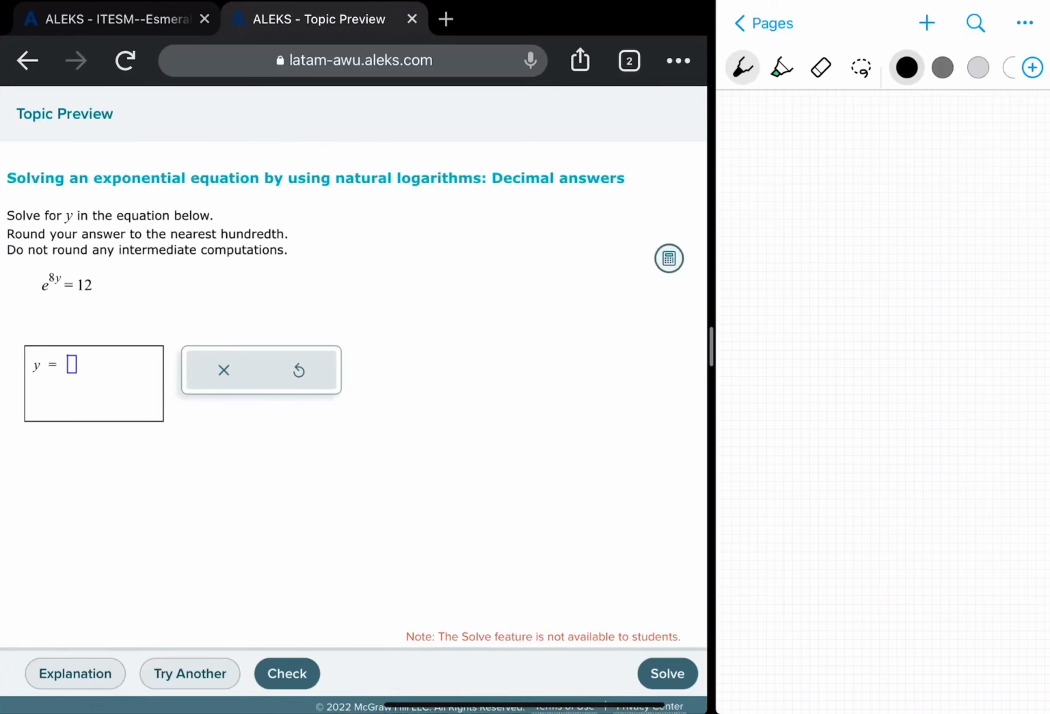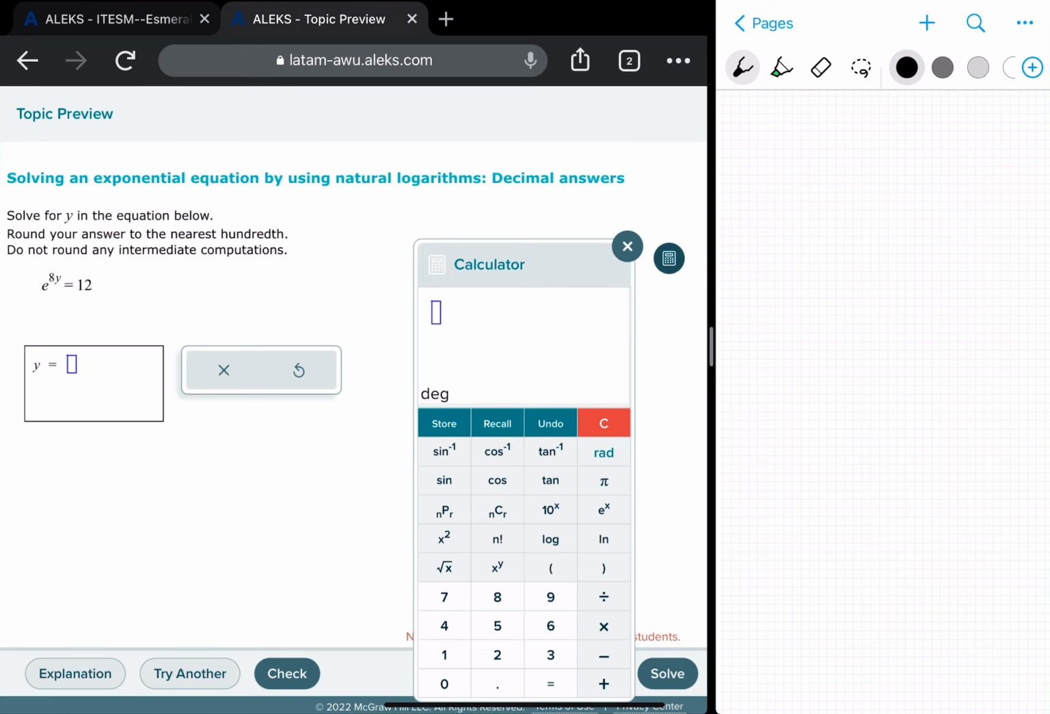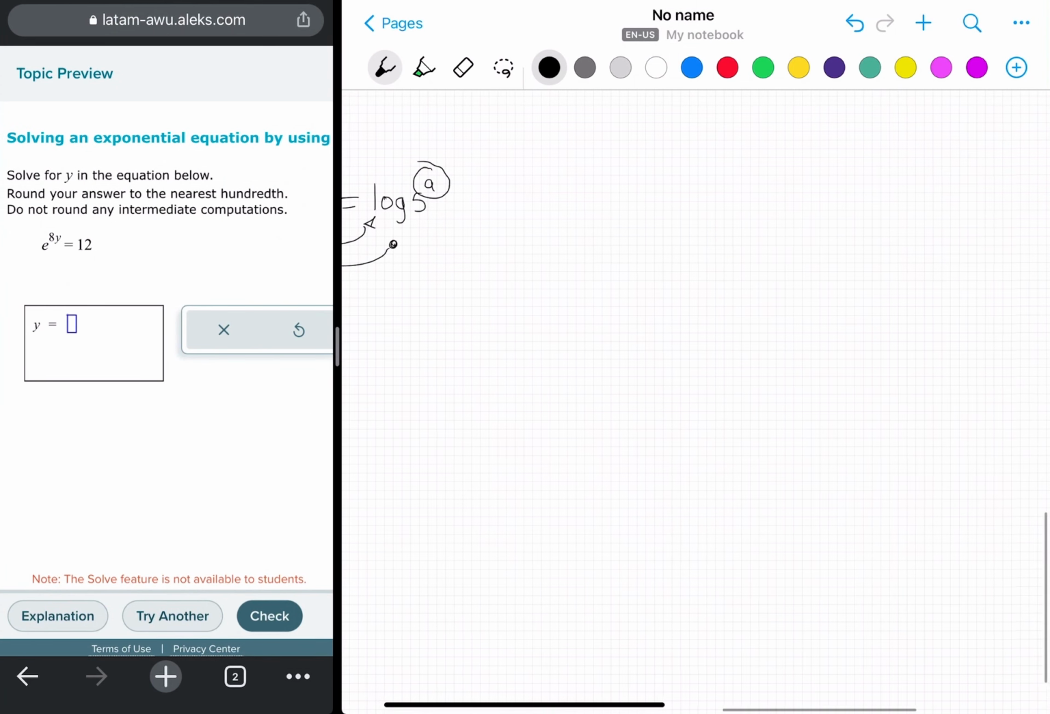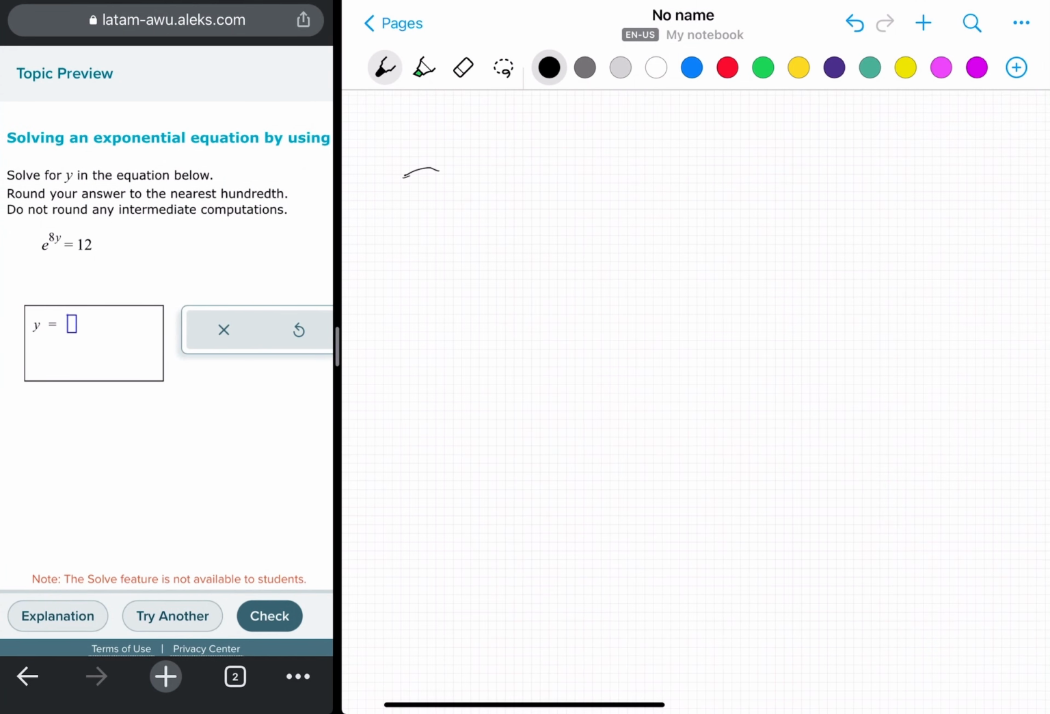Alright, so for this exercise we have solving an exponential equation using natural logarithms. And for this specific exercise, Alex is asking us to give a decimal answer, which means we may use this calculator. So, first of all, what is the problem we're given here? We have the number e raised to the 8y equals 12.